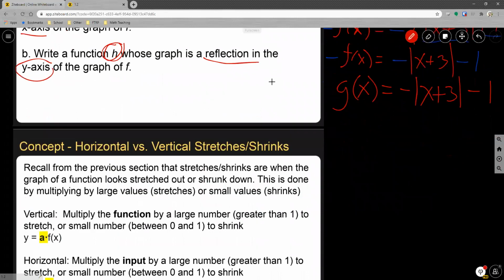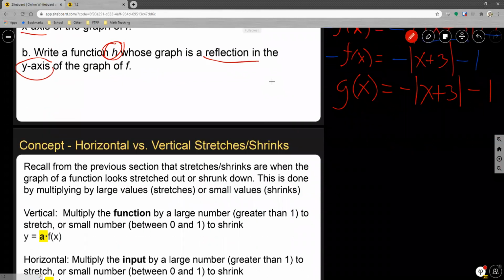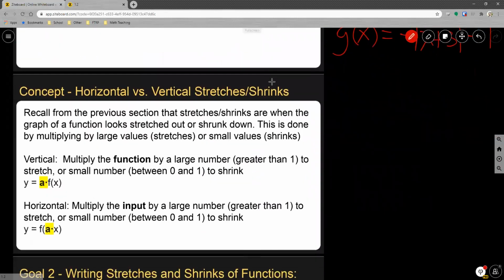All right, so that's the end of goal one. Goal one had 2 parts. The next 2 are going to be fairly fast. Goal 2 is about horizontal and vertical stretches or shrinks.